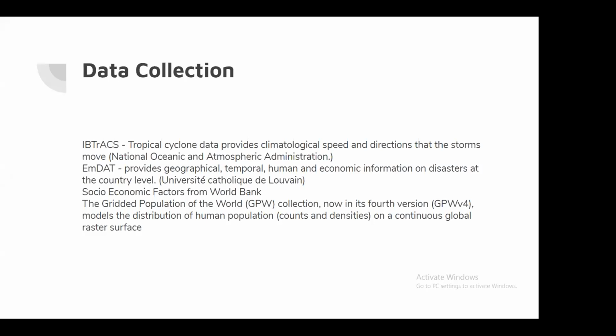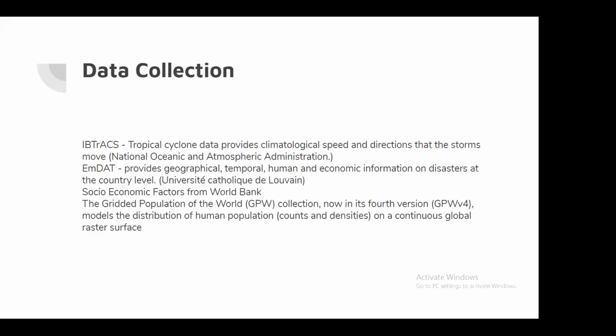The next one is EM-DAT, that would provide several data points for cyclones, and most important ones would be human and economic information about disaster. How many people affected, how many people went homeless, how many people were injured. Those are very important because that is actually going to be our target variable for any model, for our model.